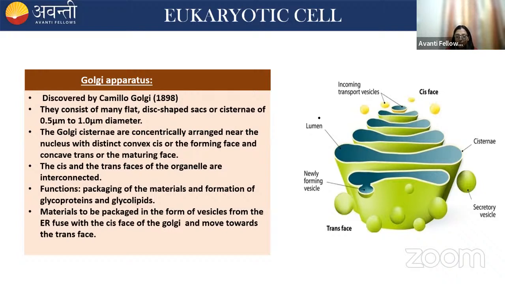The cis face is the one which receives the vesicles containing lipid or protein from the ER. They get fused with or received by the cis face. Now, the middle ones are known as the medial cisternae, where the modification of protein or lipid takes place. And now the modified protein and lipid bud out from the trans face. This is the vesicle which contains the modified lipid and protein. The modified protein and lipid are known as glycoproteins or glycolipids. So the main function of the Golgi is the packaging of material, and the second is the modification of proteins and lipids.